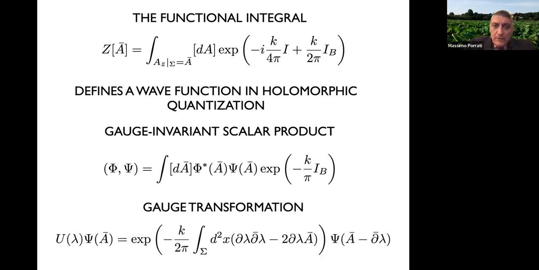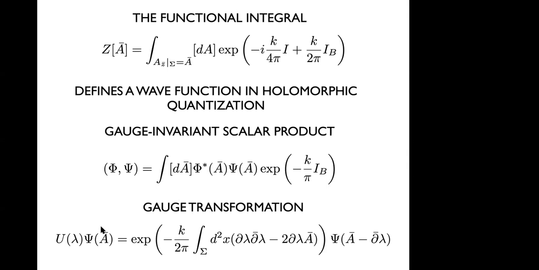Okay, so now once you have a scalar product with this exponent, right, by imposing that the scalar product is gauge invariant, you also discover the explicit form of the gauge transformation of the action, if you want, of the. I have a question. Yes.